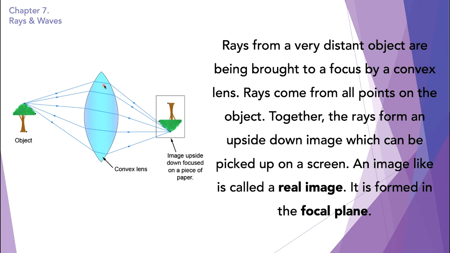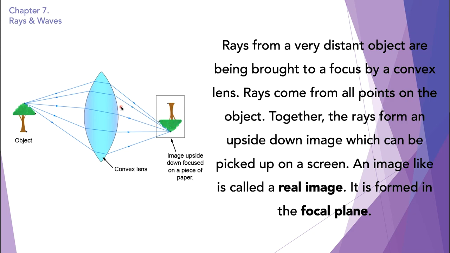The rays come from this point and the convex lens converges these rays on the other side, and together these rays form an upside down image. So you can see the rays came from this point, which is the top of the object, and when they are formed over here, they become the bottom of the object. So you can see that these rays form an upside down image. And this upside down image can be picked up on a screen. So an image like this is called a real image. And it is formed in the focal plane.